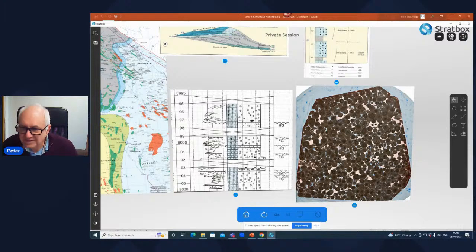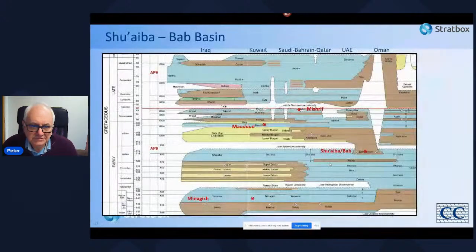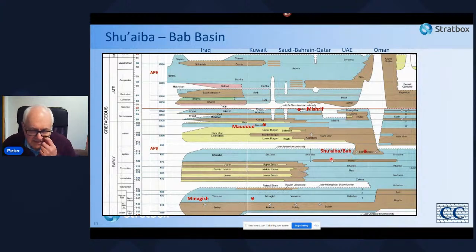Okay, so I'll now go back to PowerPoint. Okay, the next case history I'm going to look at, I'm going to move up into the Aptian to look at the Shuaiba Bab intra-shelf basin system.